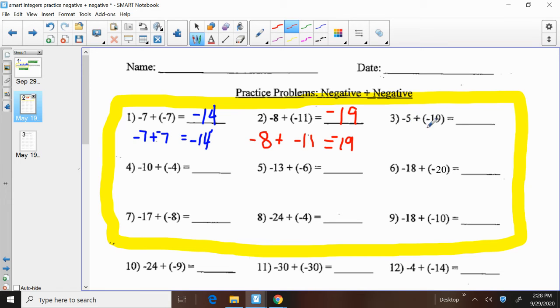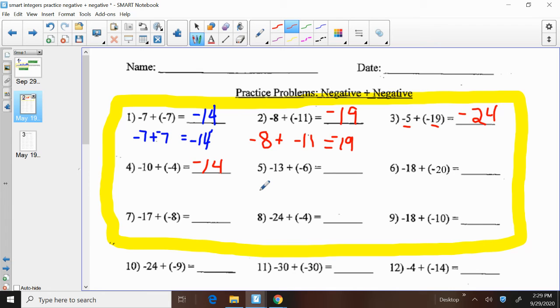So here we have -5 plus -19. Again, we know the answer is going to be negative. So we think, what's 5 plus 19? 24. So our answer, negative 24. And moving on, negative 10 plus negative 4. Again, I'm adding two negatives, so I know my answer is going to be negative. What's 10 plus 4? 14. So my answer is going to be negative 14.